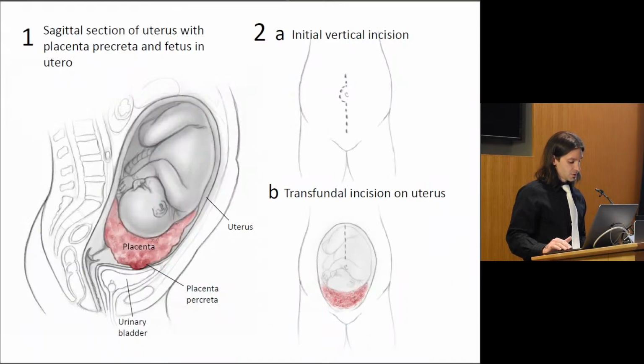Placenta accreta spectrum is a condition where the placenta is abnormally attached to the uterus and will not safely detach after delivery. Figure 1 illustrates imaging revealing the placenta accreta, in which the placenta invades through the myometrium and possibly into the bladder. To perform the cesarean, Figure 2 shows the initial vertical incision made in the abdomen and a transfundal incision on the uterus to avoid the low-lying placenta.